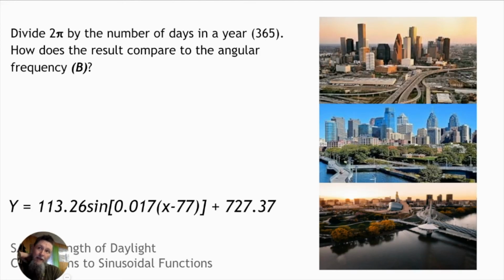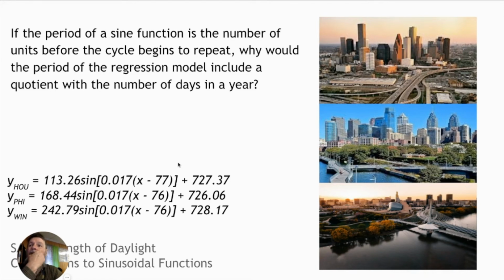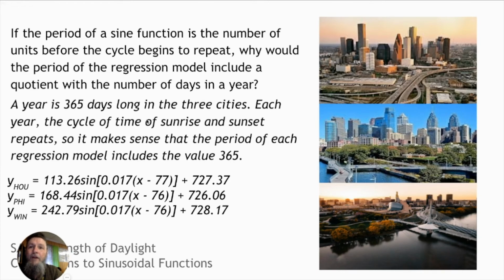If we divide 2 pi by the number of days in a year, 365, how does this result compare to the angular frequency, or this number right here, B? 2 pi divided by 365 equals approximately 0.017, which rounds to 0.02, and is equal to the frequency for all 3 cities. If a period of a sine function is the number of units before the cycle begins to repeat, why would the period of the regression model include a quotient with the number of days in a year? Well, that's simple. A year is 365 days long in all 3 cities. Each year, the cycle of time of sunrise and sunset repeats, so it makes sense that the period of each regression model includes the value 365.